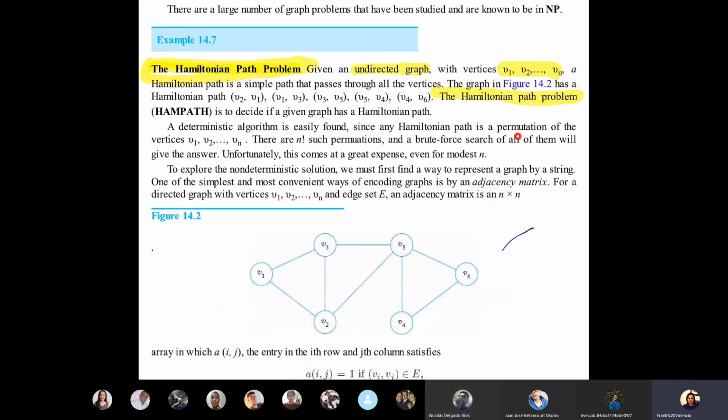Look, I remind you the definition. A Hamiltonian path. This graph has V1, V2, V3, V4, V5, V6. Sí tiene. Yeah, and many of those, right? But you revisit V5, no? But look, V1, V2, V3, V5, V4, V6. Yes. Okay.